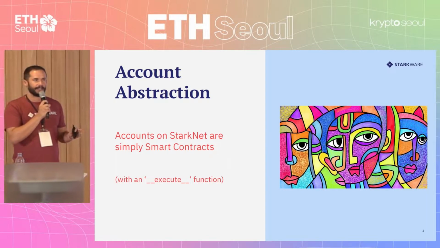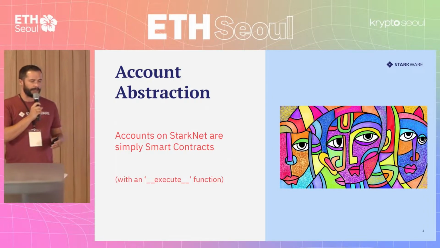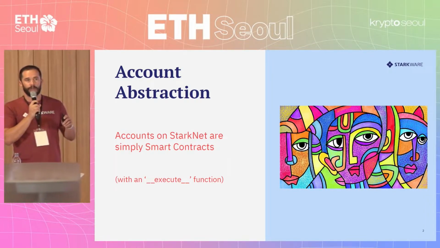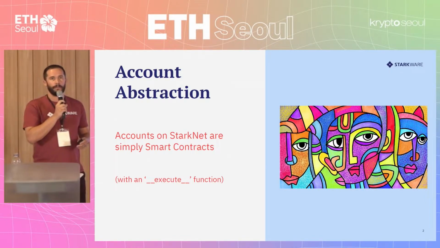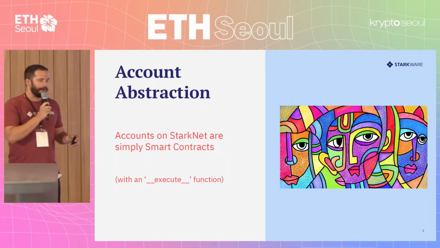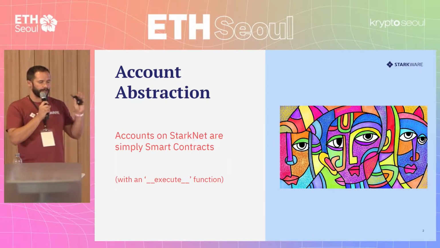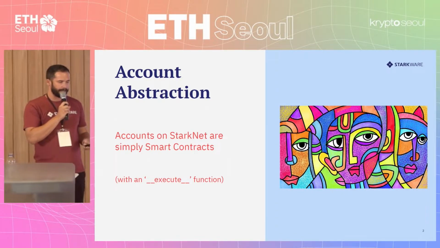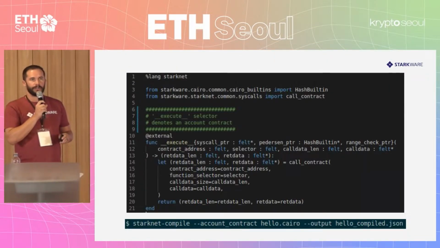One of the caveats, and there are just a few, is that the entry point selector on the smart contract needs to have a function denoted with an execute function, with the underscores in front and the underscores in back. I'll show you a little bit why, but by and large, to keep a simple framework in your mind, accounts on StarkNet are simply smart contracts. So let's briefly look at some Cairo code.